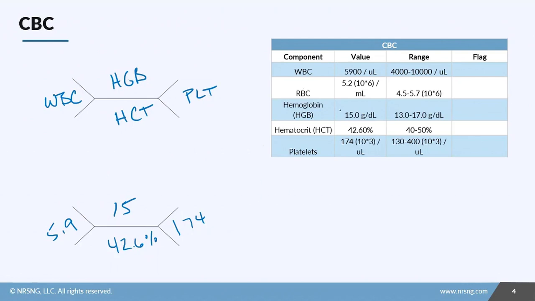So why are we not putting the red cells? Well, red cells are typically about a third of your hemoglobin. So 1/3 of the 15 here is going to be about 5. And in this patient, we could see it's 5.2, which is pretty close, right?